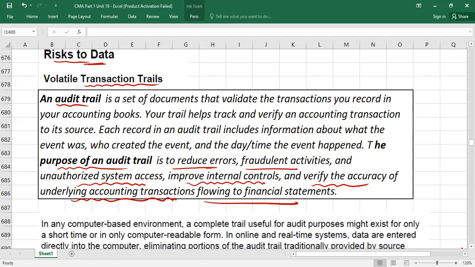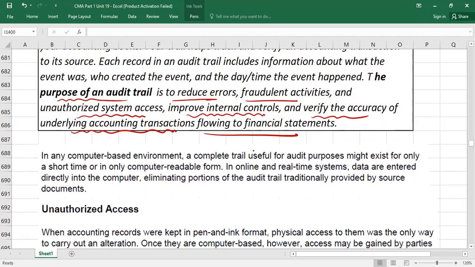Now, what we are talking about here is when we apply an online system, which is also called a real-time system, where data is entered directly into the computers. For example, an airline reservation system, where you can enter data directly into the system to book your flight or a ticket, right or wrong. So in online or real-time systems, please remember, they eliminate portions of audit trails traditionally provided by the source documents. So these audit trails are mostly not available.